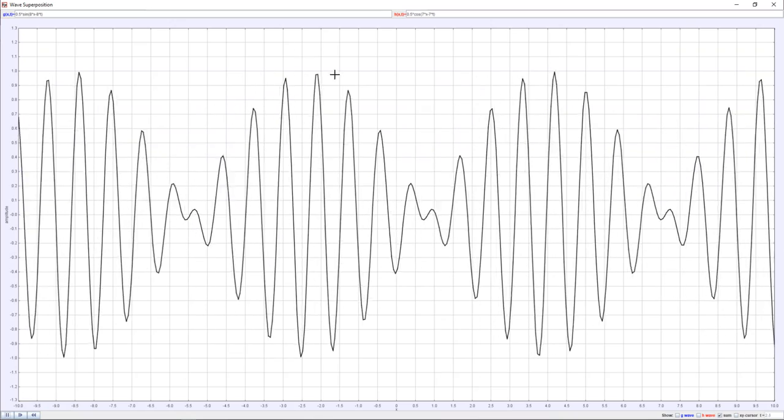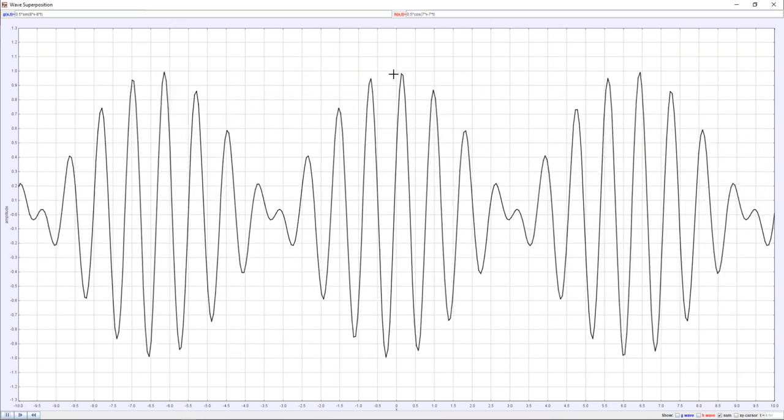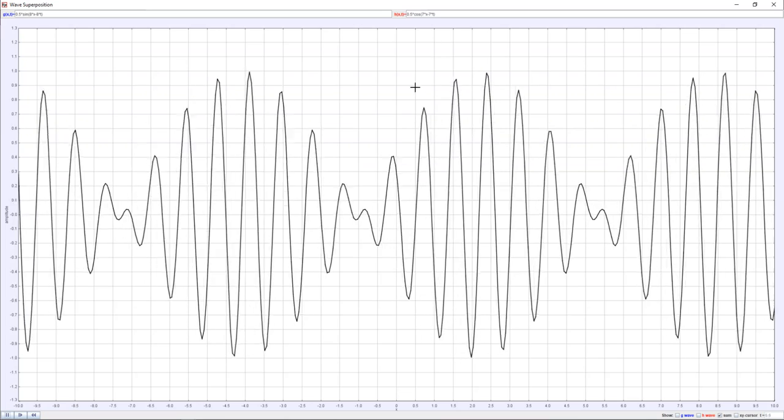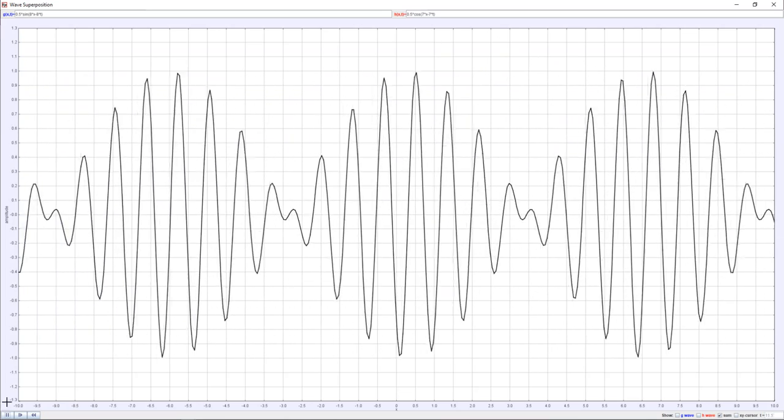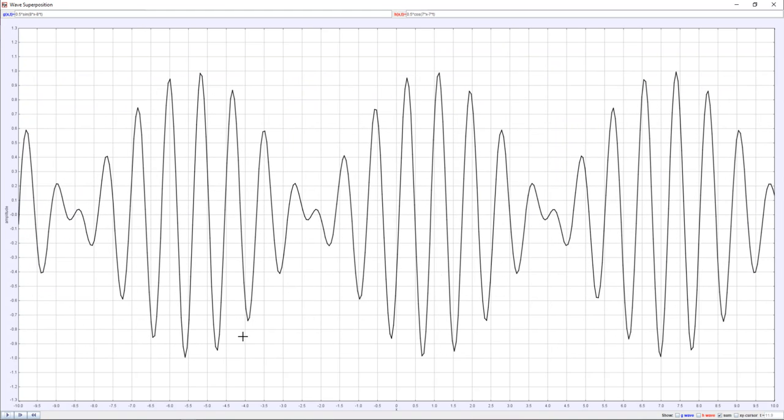So there you go. This is the phase velocity, and that's also the group velocity. They're the same. Okay, now you get that. Let's try another one.